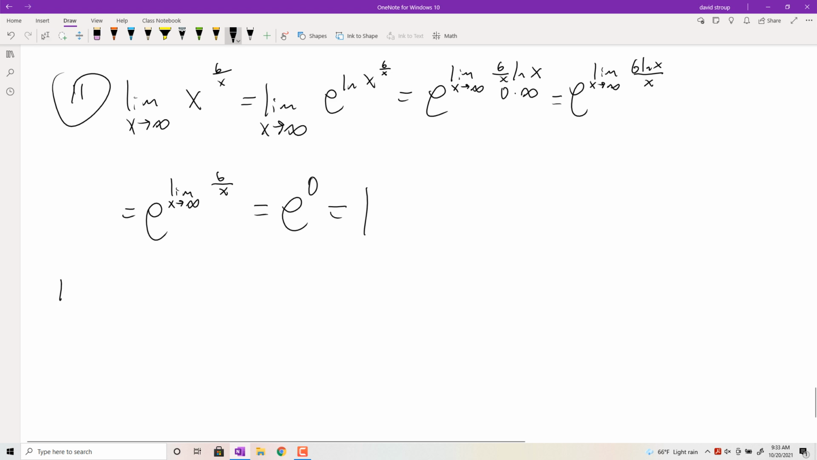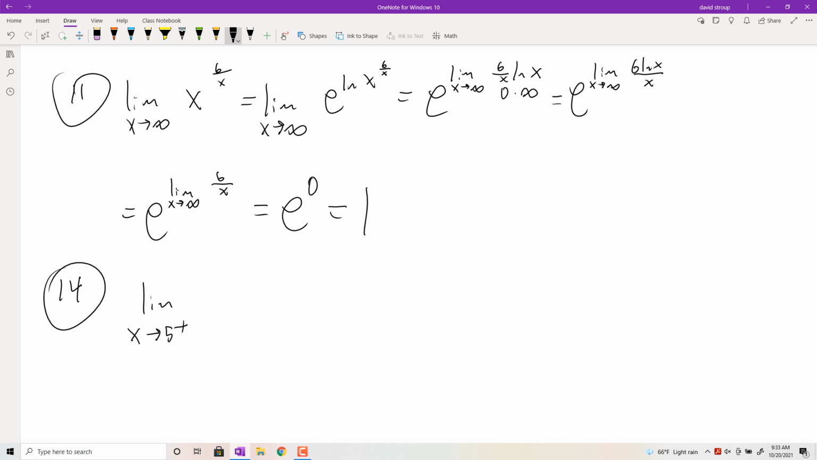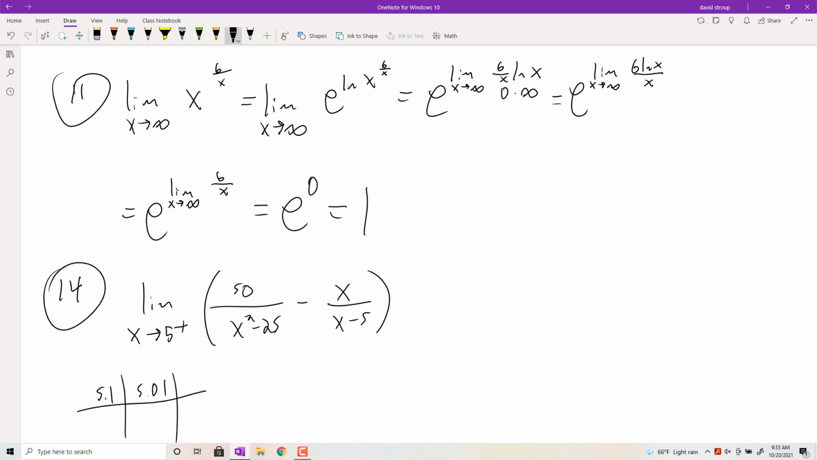Okay. The last kind is the infinity minus infinity, so I have the limit as x goes to 5 from the right of 50 all over x squared minus 25 minus x all over x minus 5. Okay, so I'm coming into 5 from the right, so I'm thinking like 5.1, 5.01, etc. Right? If you put that 5.1 into the denominator, you're going to have 50 all over something small, positive. Okay, so what's going to happen is that first term is going to be like L over 0, which in this case is going to go to positive infinity because of the direction of approach.